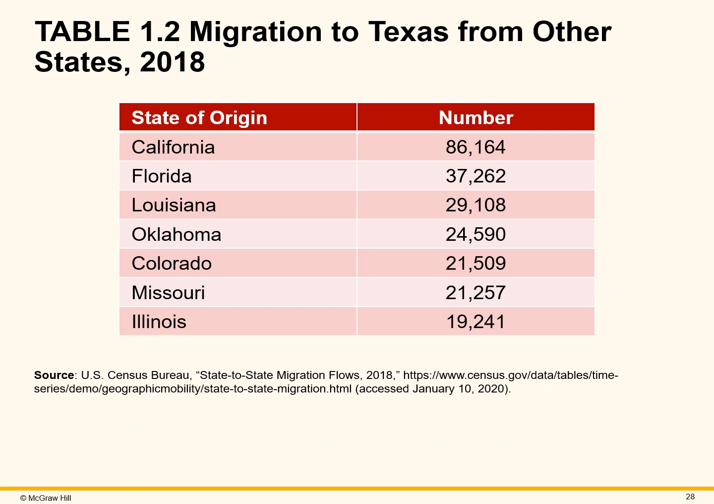This table provides a view of migration to Texas from other states from 2018. California tops the number of states with over 86,000 people, Florida 37,000, Louisiana 29,000, followed by Oklahoma, Colorado, Missouri, and Illinois.